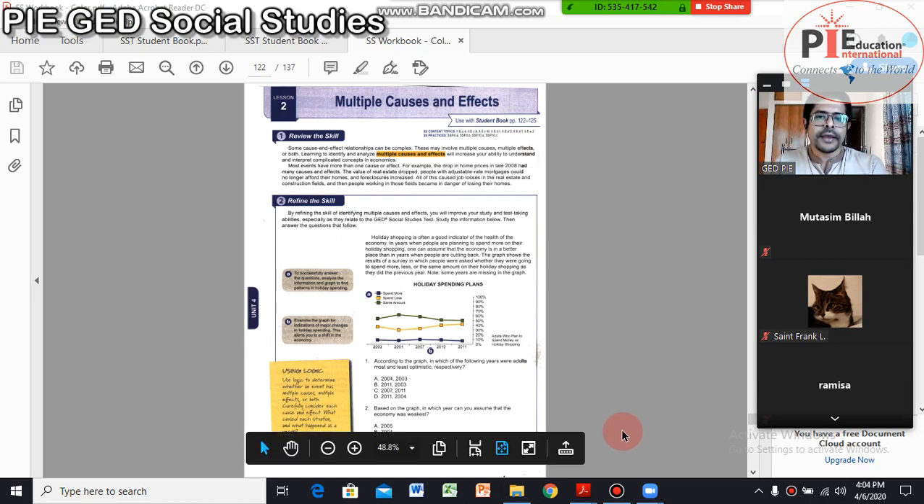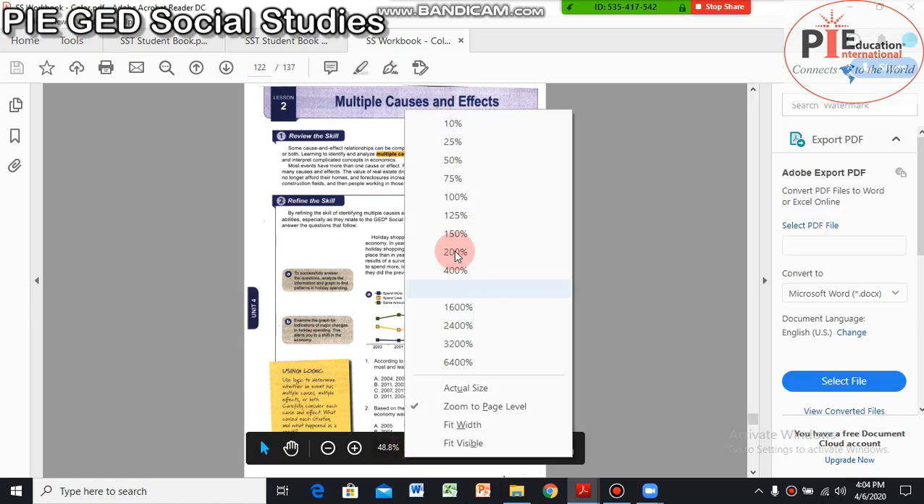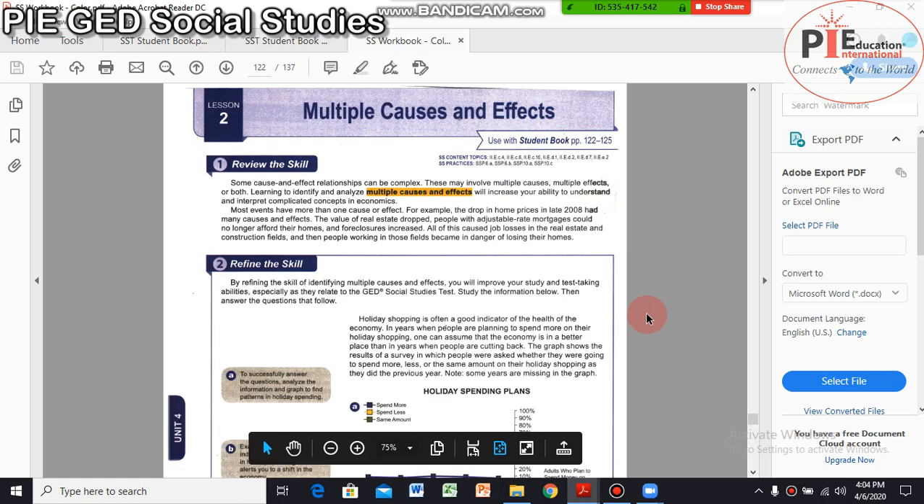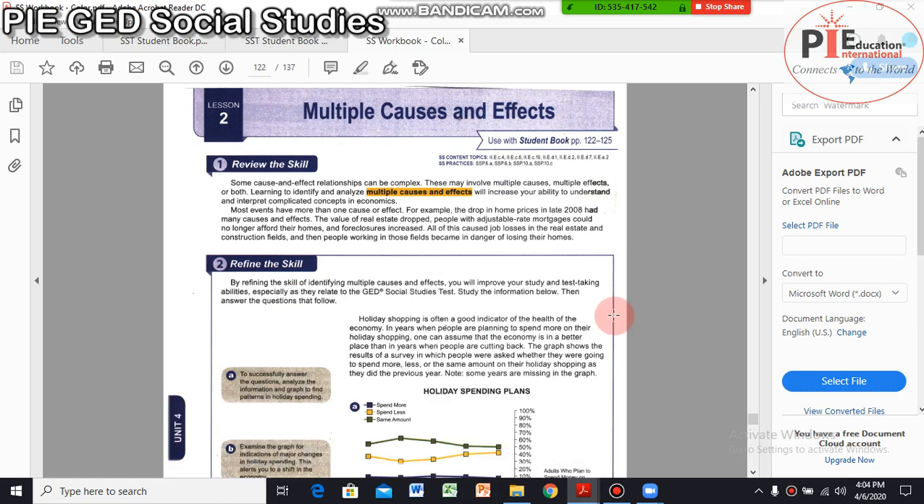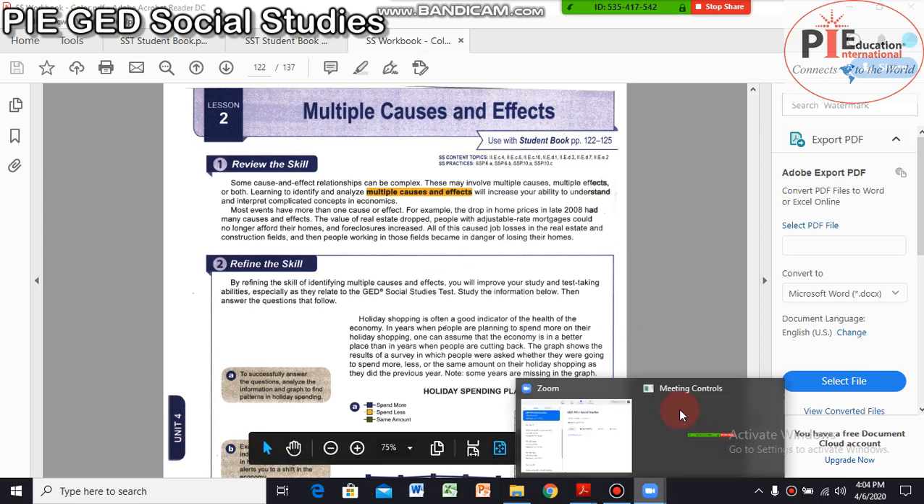Okay. All right. So today, since we're doing lesson 2, if you please look at the book. Lesson 2 here says it's about multiple causes and effect, but it's actually more about inflation. Now, let me talk a bit about inflation.